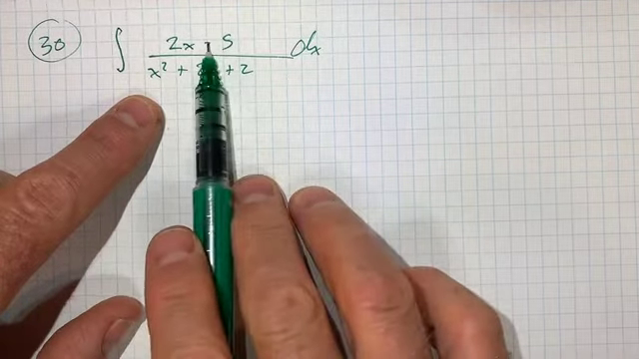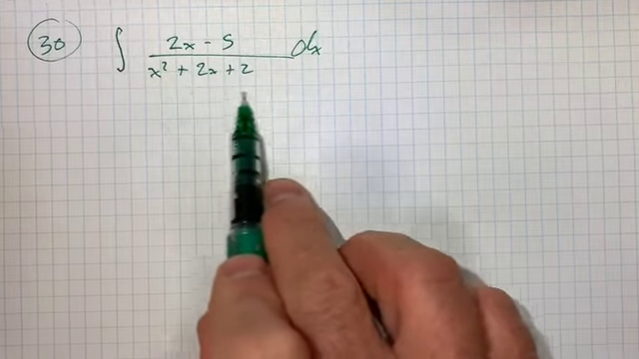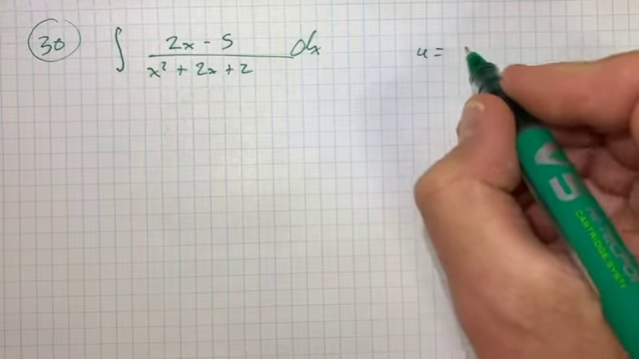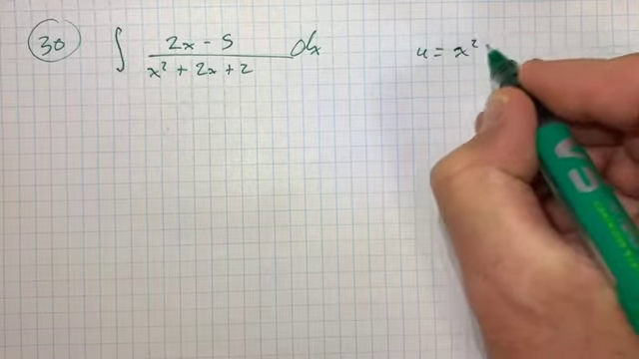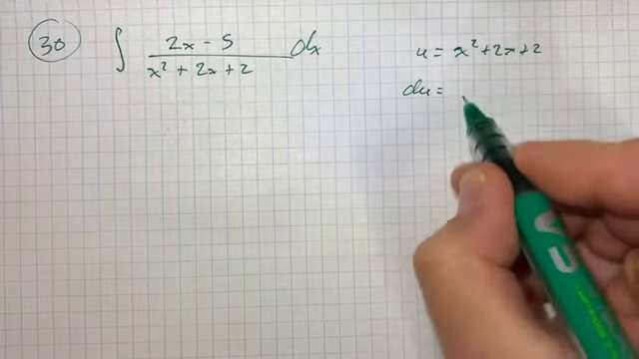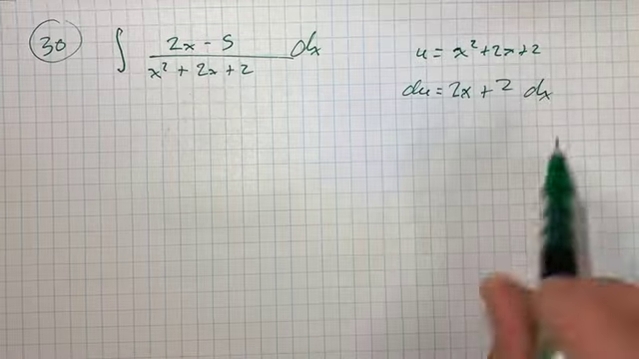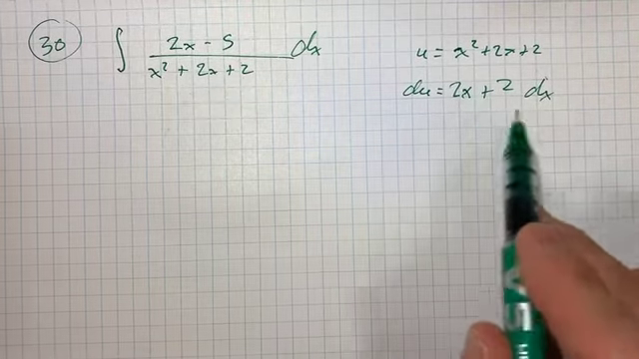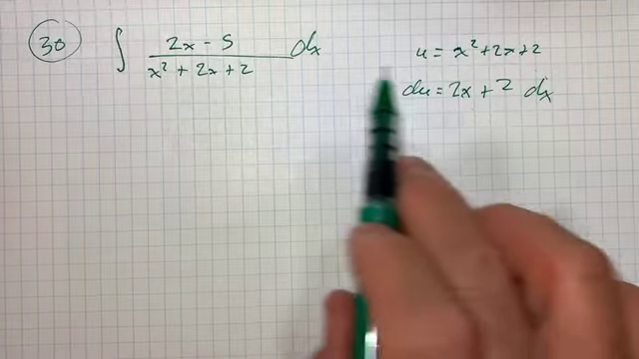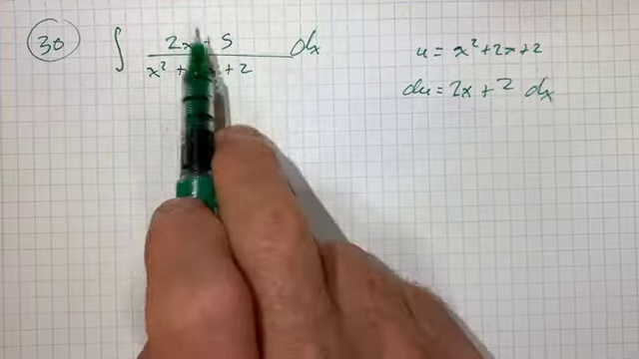Usually if I've got something on top, that's a remnant of a u substitution. Think about it. What if I did a u substitution? What if I had done the entire bottom? Let's say u is equal to x squared plus 2x plus 2. What's du? Well, du would be 2x plus 2 dx. See? 2x plus 2 dx. This is 2x minus 5 dx. I don't have that. But you know what? I could create that. If I was to put a 2 in right there, I would create that pattern.